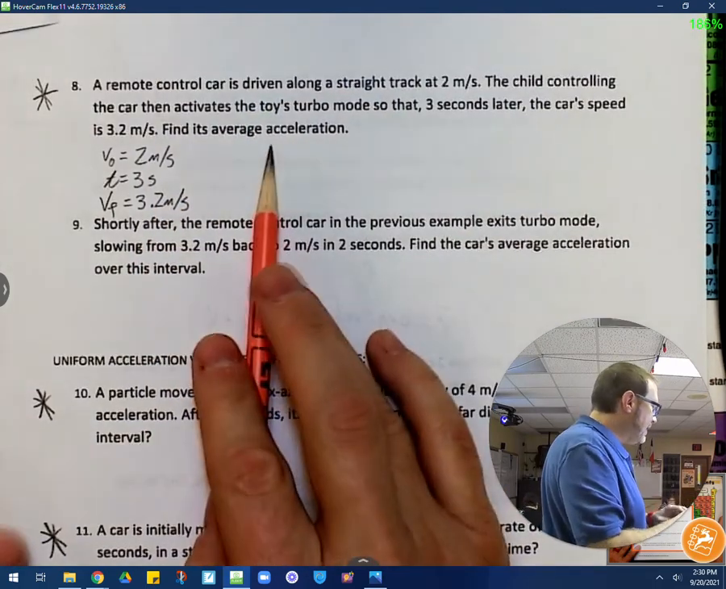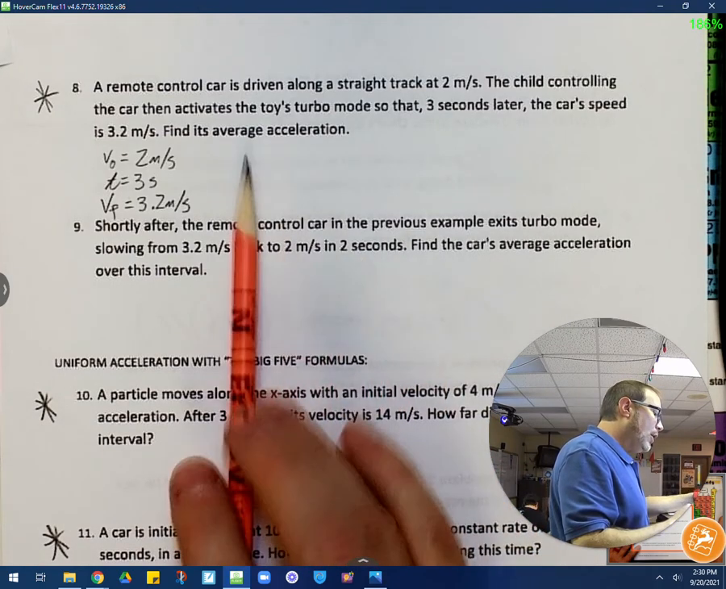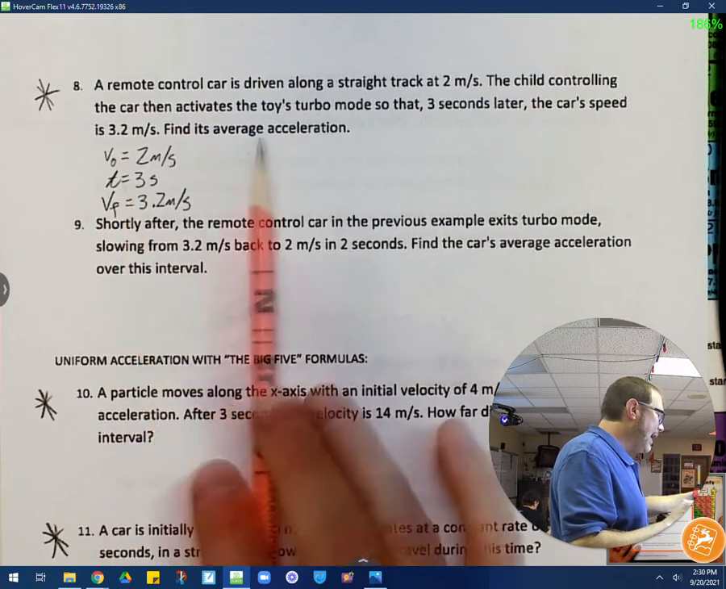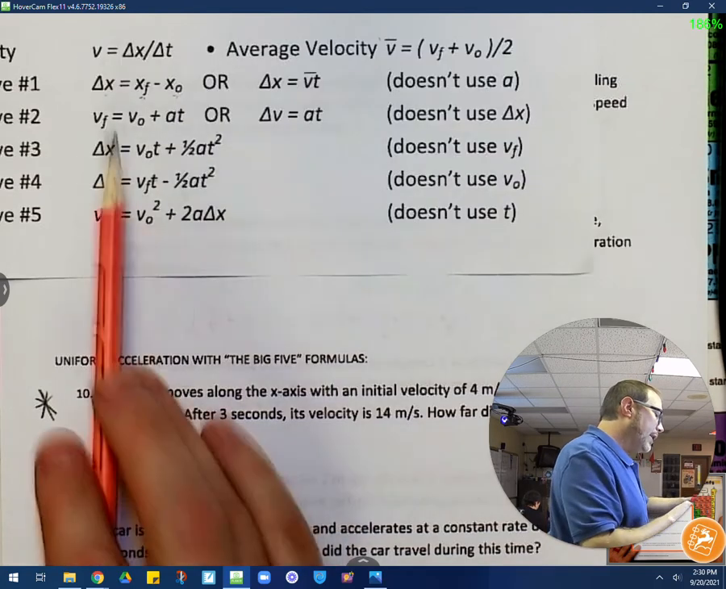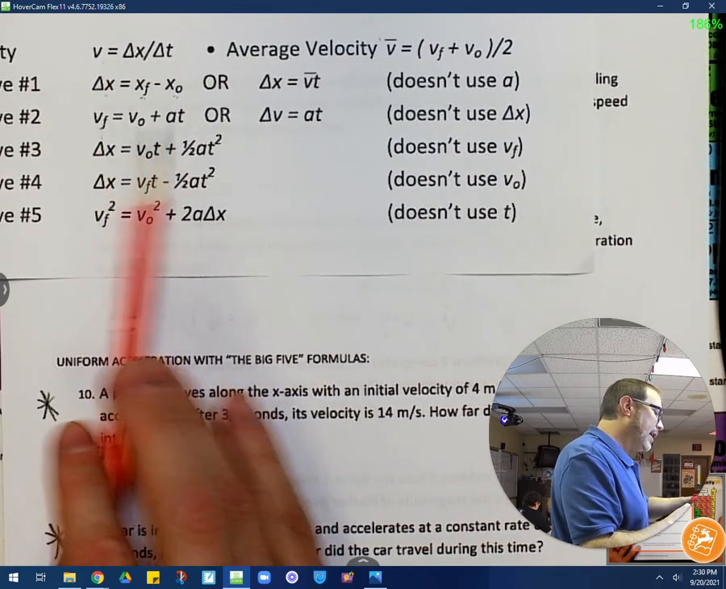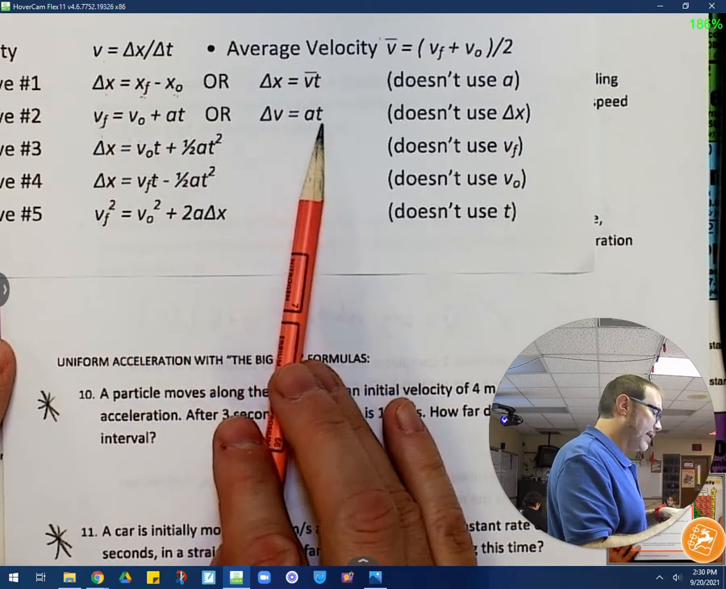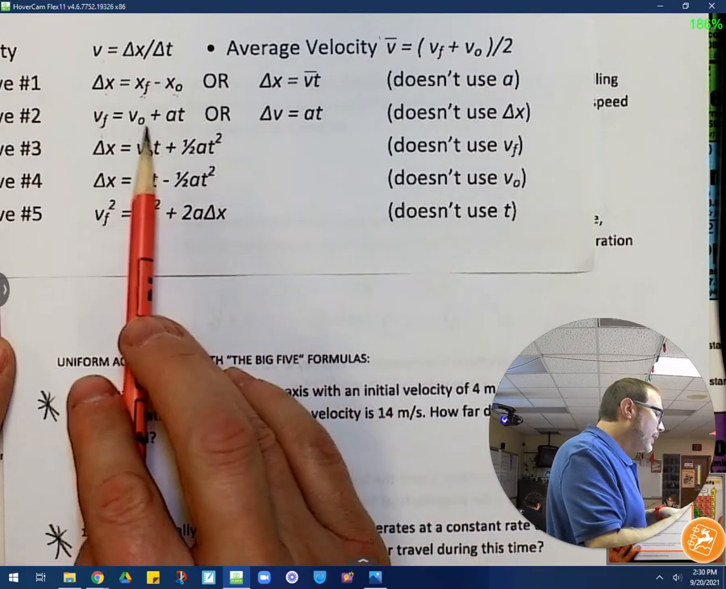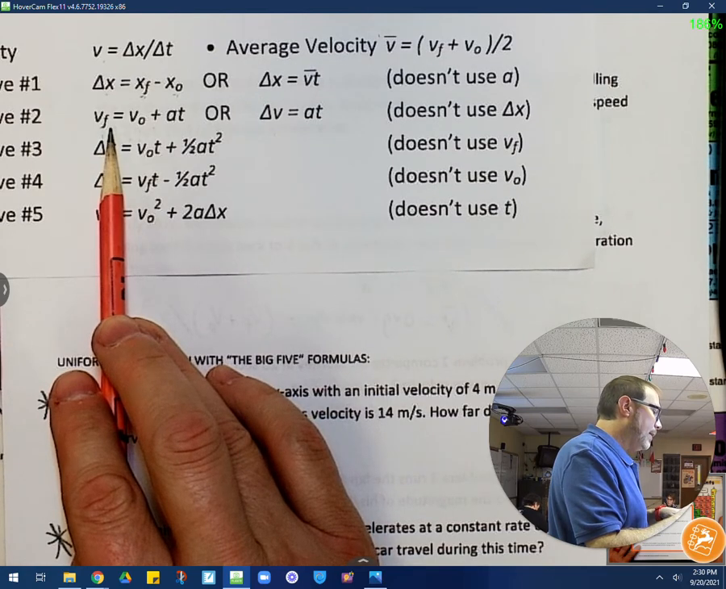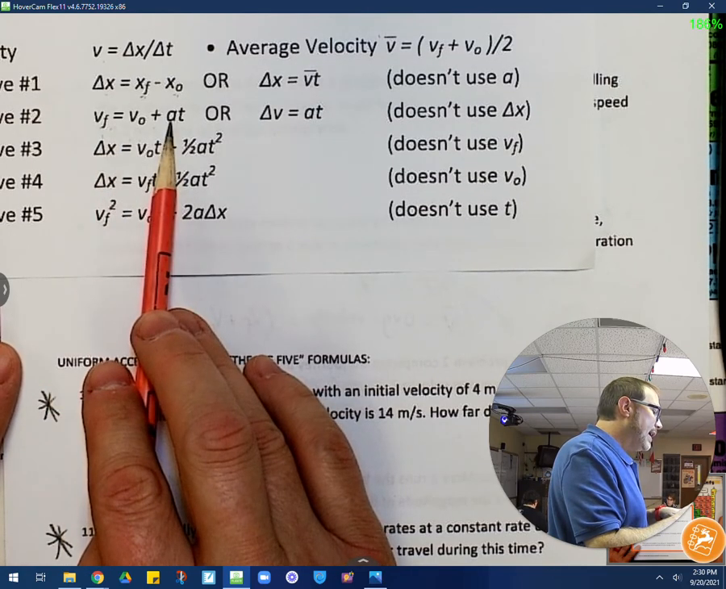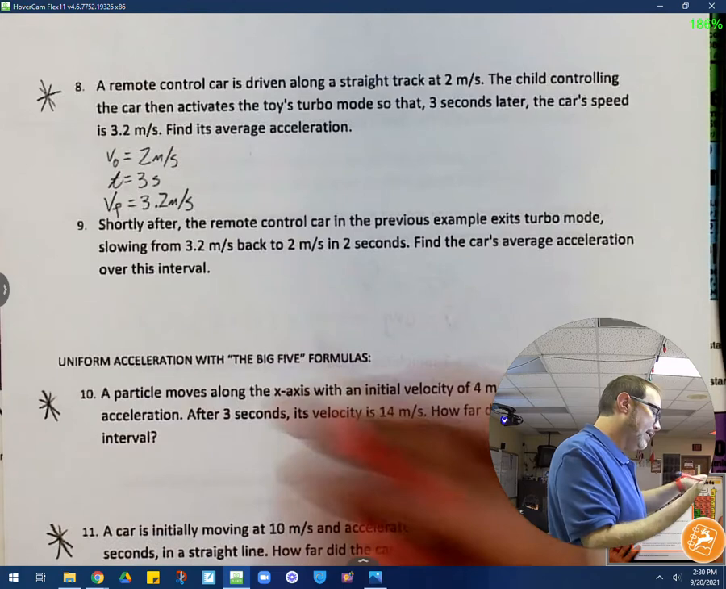Okay, so I need to find average acceleration. So what I'm going to do is look at my Big Five, and see which ones include v sub o, v sub f, time, and acceleration. Well, there's vf, there's vo, there's acceleration and time. Or I can also look at that as change in velocity is equal to acceleration times time. So let's look at Big Five number 2. I'm going to want to rewrite it to get acceleration by itself because that's what I'm looking for, but I'm going to start by writing vf equals vo plus at.